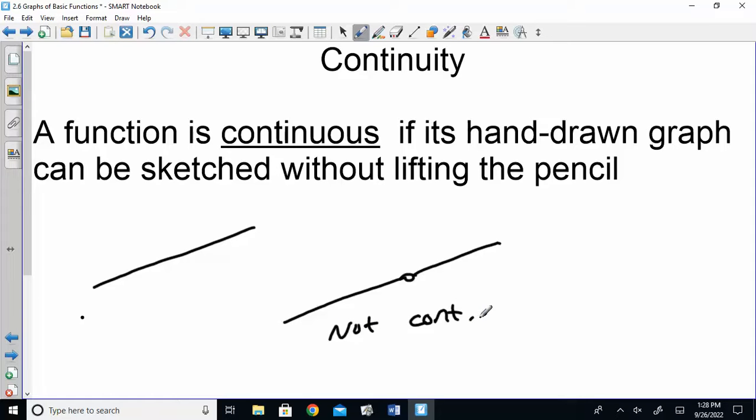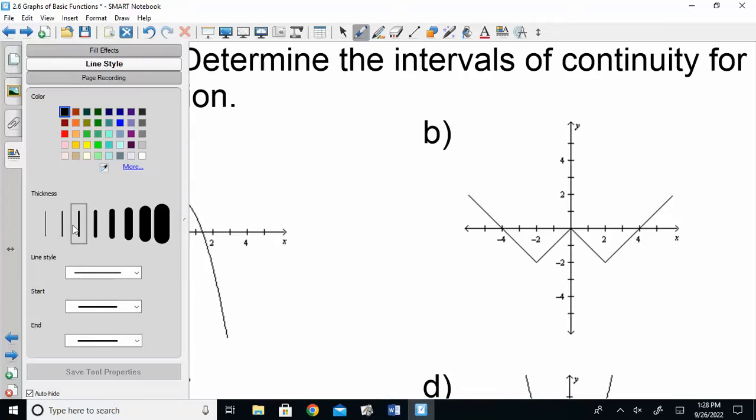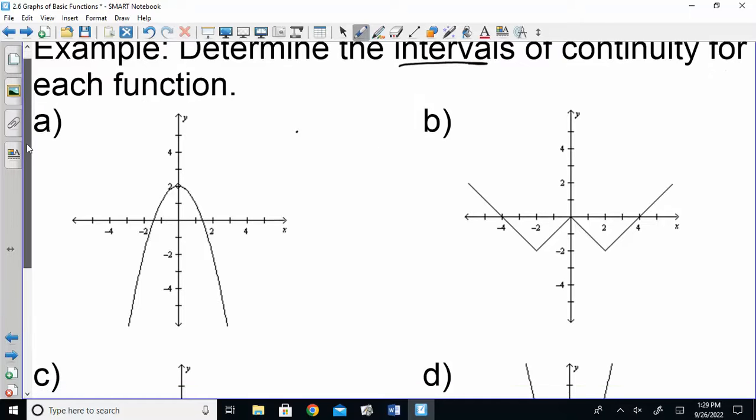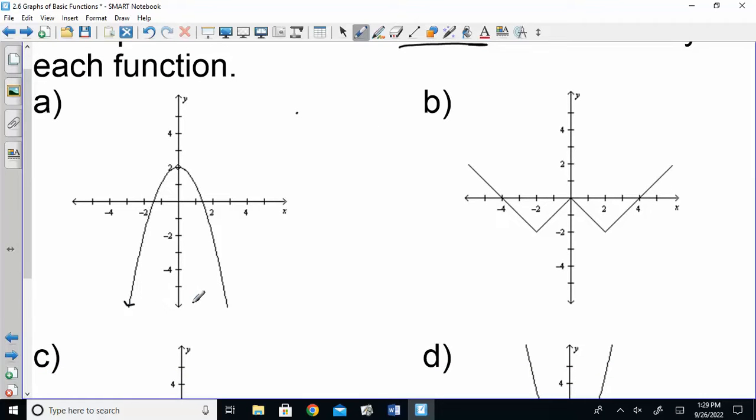We will be listing intervals when we talk about continuous. Just like with increasing and decreasing, when we do those intervals, we will list the x value. The only time you are going to do an interval with a y value is when you're dealing with a range. Otherwise, always stick with the x. So that is the first example on here. I want to know the intervals of continuity for each function. Let's assume these just keep going. There are no endpoints here. So is this one ever not continuous?